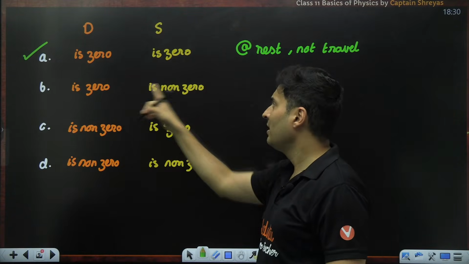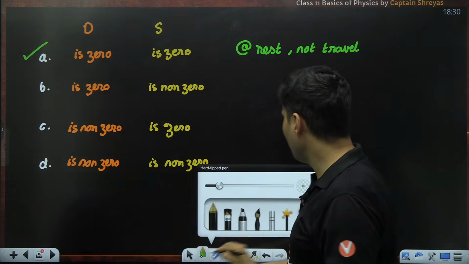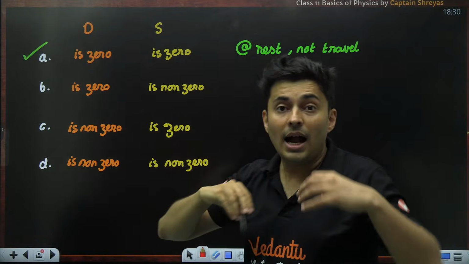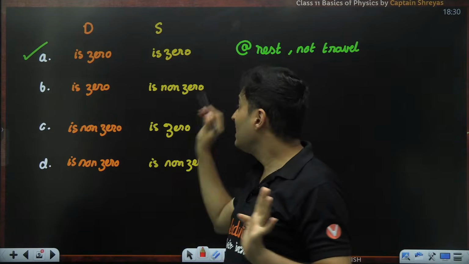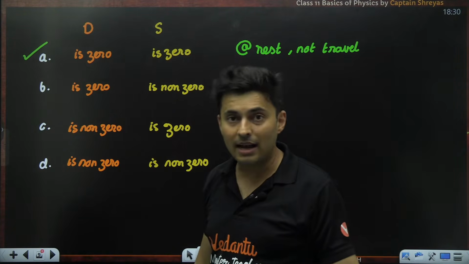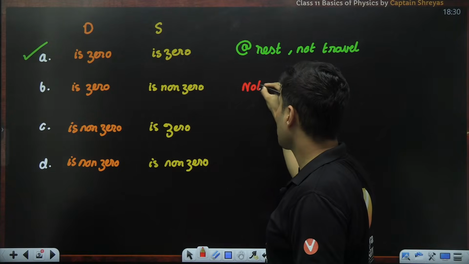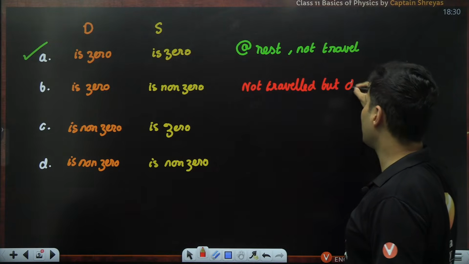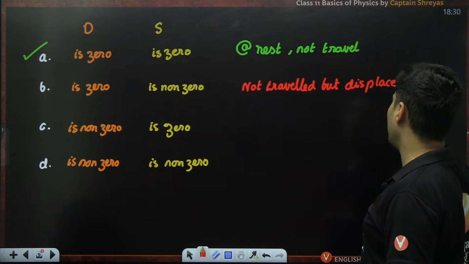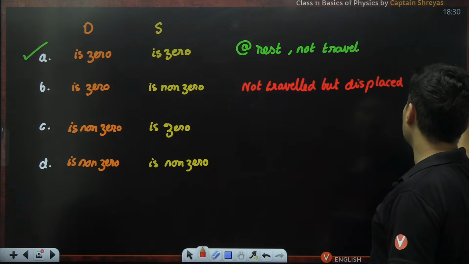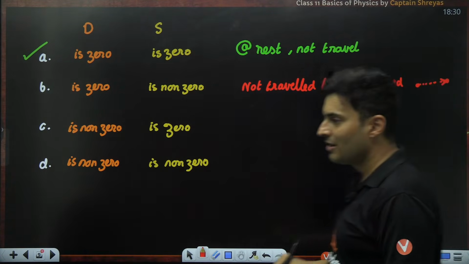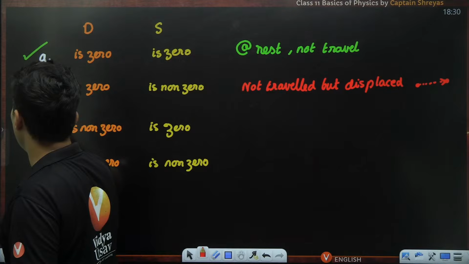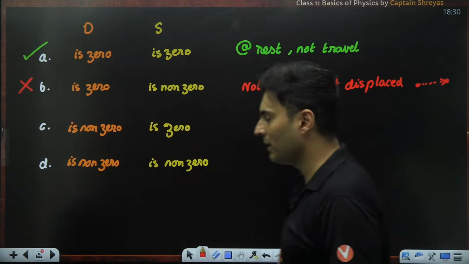You have not traveled, but there is a displacement. Is this even possible? I don't think so. I have 0 distance, but displacement is there. That means I have not traveled. How is it possible? I have not traveled, but displaced. I have displaced from one point to the other. Is this even possible, guys? From one place to the other, is it possible? I have moved, but I have not traveled any distance. This is impossible. So B is wrong, 100%.